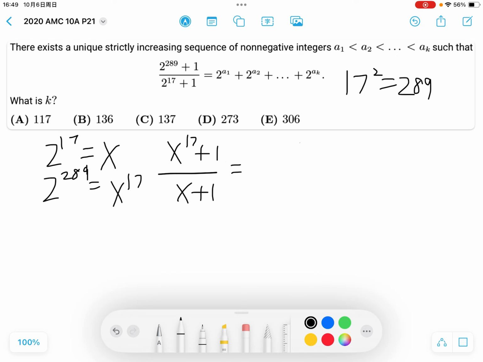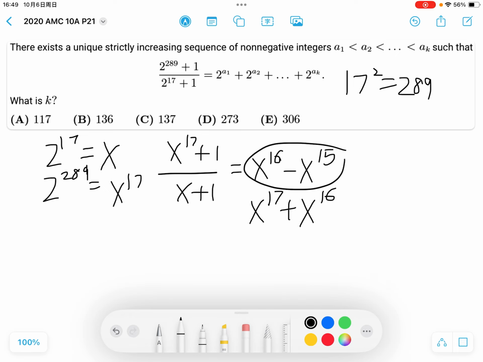Polynomial long division. The first term must be x to the power of 16. Why? Because when you multiply this term by this term, you produce x^17 plus x^16. Now, you don't want this term. You only want x^17 plus 1. You don't want this extra x^16 over here. So you want to subtract that. How? You just subtract x^15.